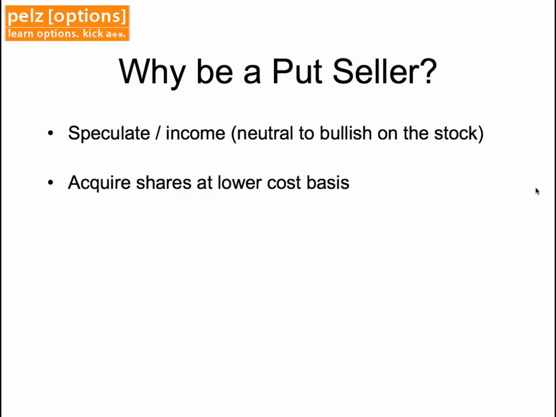Why be a put seller? One is to speculate or to produce income. Say you're neutral to bullish on a stock. You think the stock's going to stay around the same or possibly go up. That may be a good candidate to sell puts against.